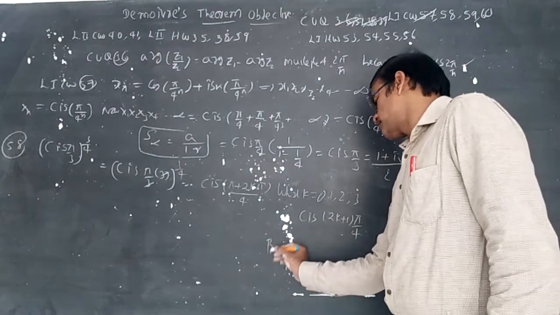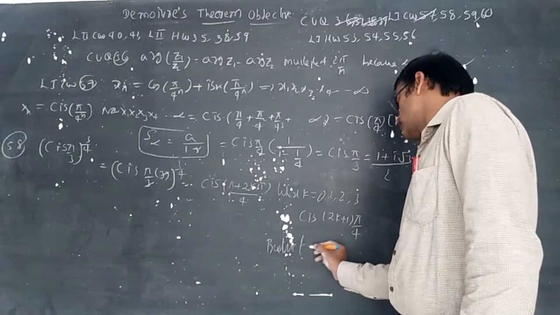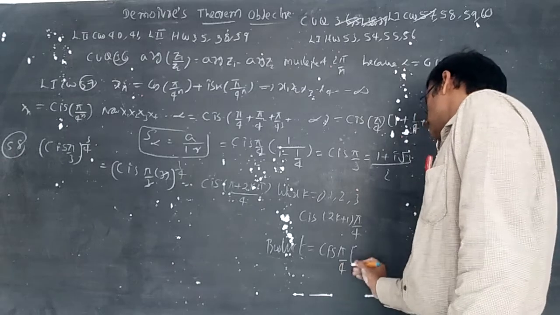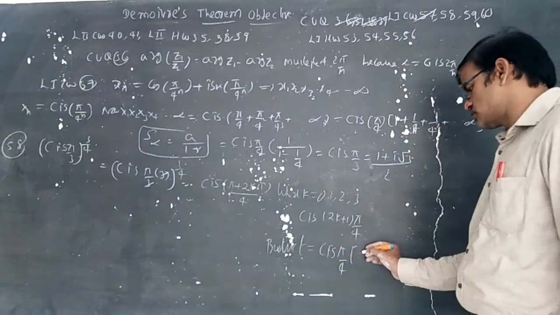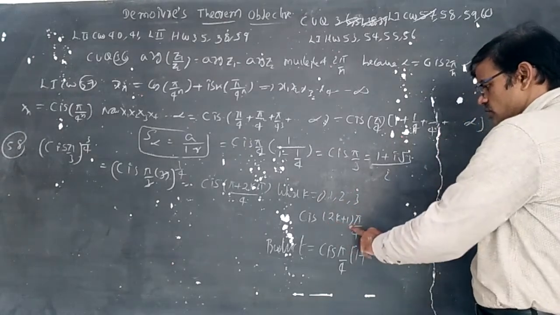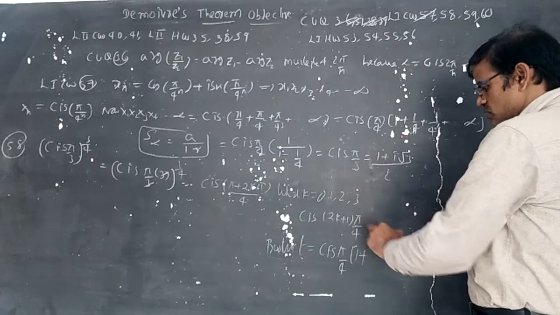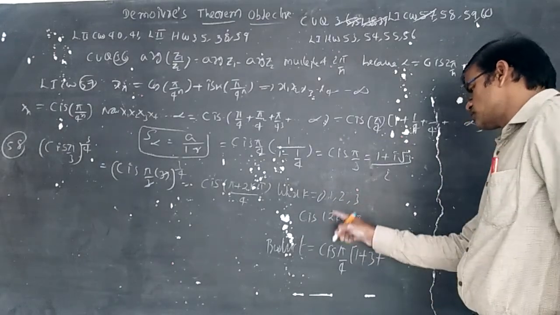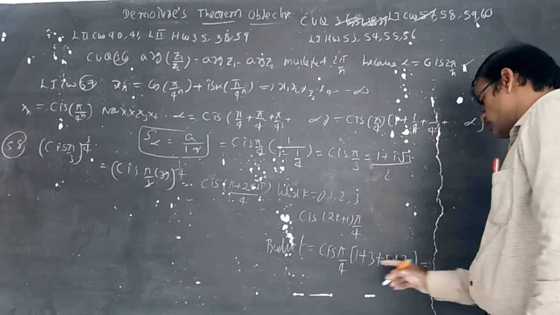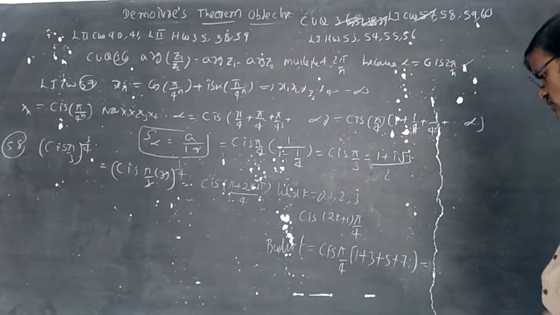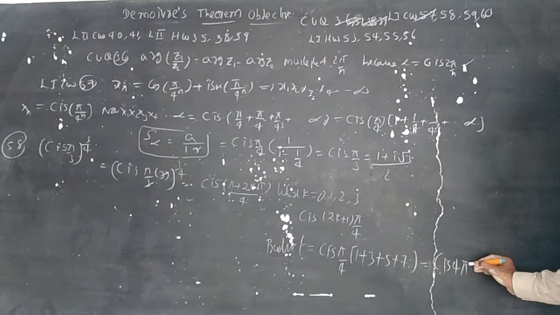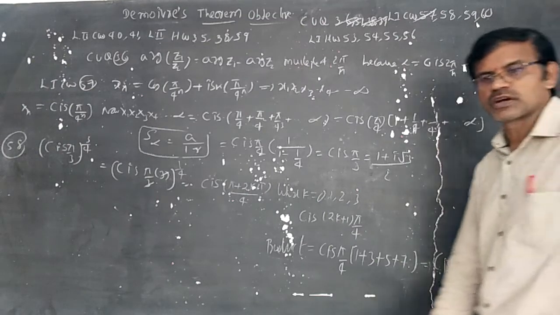Product you can write. Product meaning cis of pi by 4 taken common. Better to write here 2k plus 1, so if you substitute 0 here it is 1, if you substitute 1 here 2 plus 1 becomes 3, if you substitute 2 this is 5, if you substitute 3 this is 7. So 1 plus 3 is 4, plus 5 is 9, 9 plus 7 is 16, 16 by 4 is 4 pi. So cis 4 pi is nothing but cis 0, answer 1. So product 1 we got here.